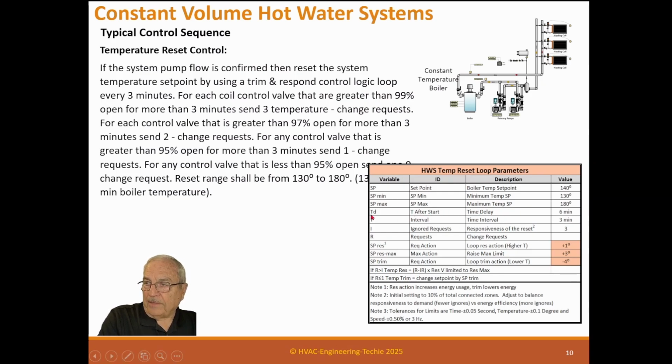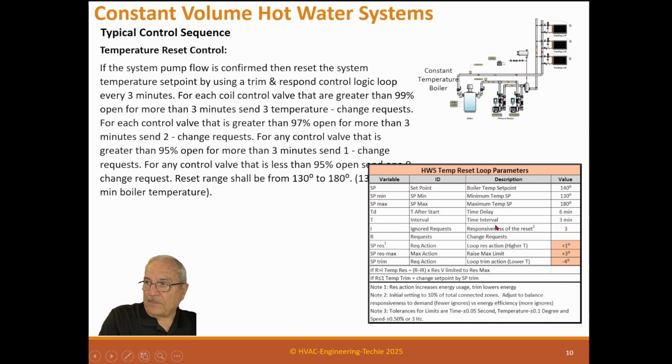So then we have the time delay. TD is time delay, and it's 6 minutes. So what happens is whenever this starts and you start the sequence, it's going to wait 6 minutes or 2 cycles before it does anything. So in other words, when it starts, you may have a zone that's way up, it's 100% open, but you're not going to send anything for the next 2 cycles. So you get to the 3rd cycle, then you'll send these requests. So that's a time interval, and of course that's adjustable.